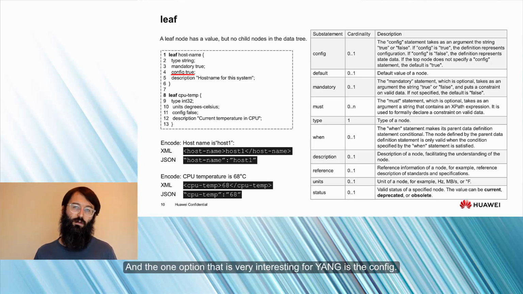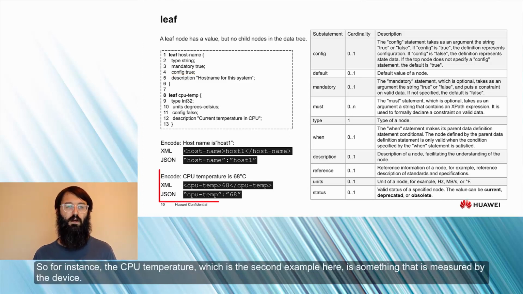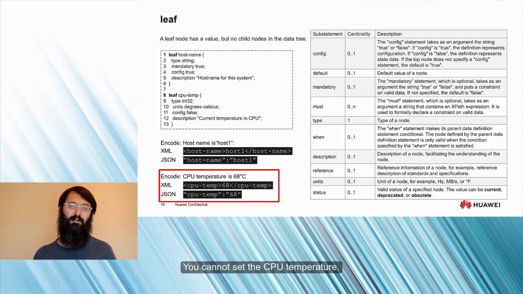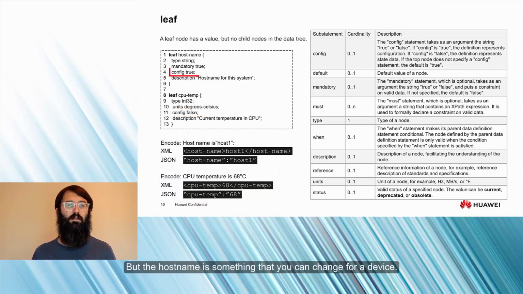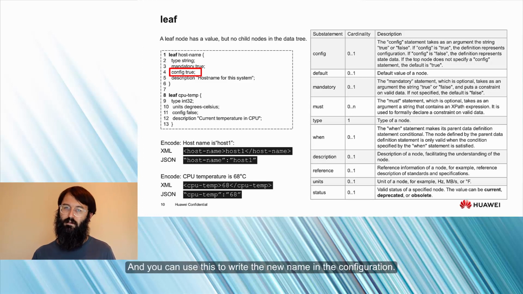The one option that is very interesting for YANG is the config. The config option indicates whether it's a node that you can write or not. For instance, the CPU temperature, which is the second example here, is something that is measured by the device. You cannot set the CPU temperature, so it's config false. But the host name is something that you can change for a device, so it's config true, and you can use this to write the new name of the configuration.